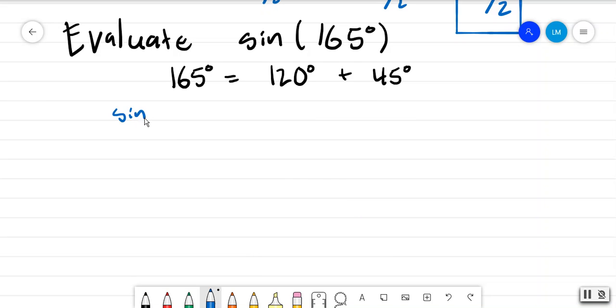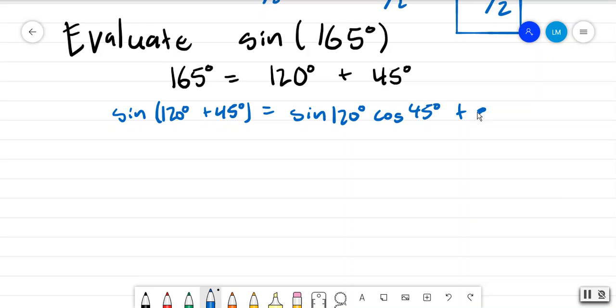So you have sine of 120 plus 45 degrees is equal to sine of 120 cosine of 45 degrees, and then plus sine of 45 degrees and then cosine of 120. Now for each of these, there is a particular value for each of them. So we'll try to do this slowly.